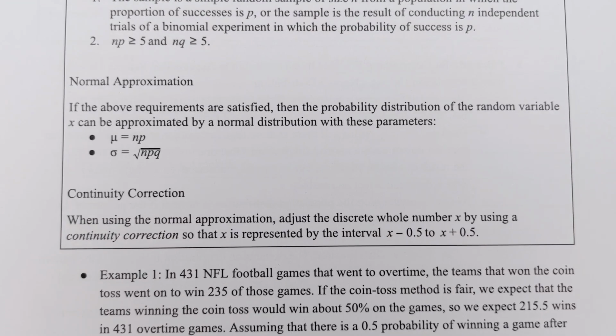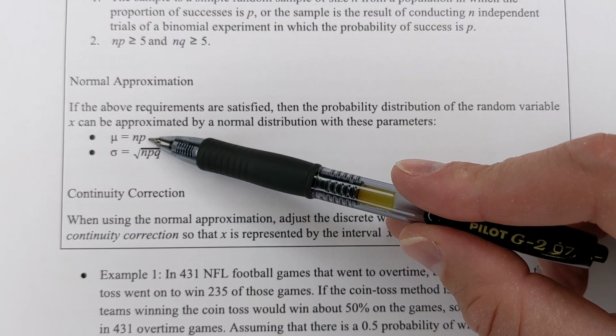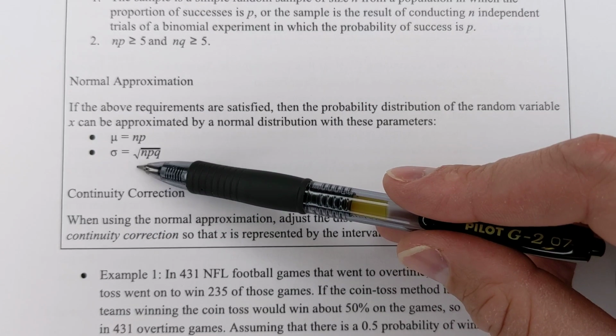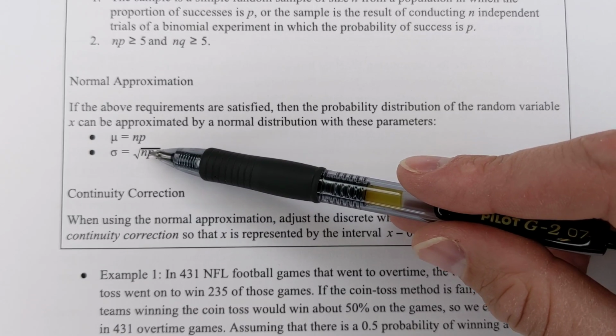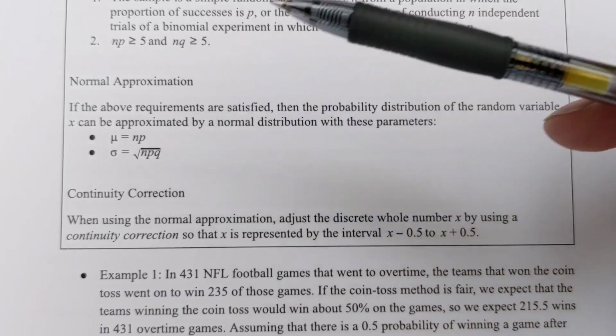So if you're doing a normal distribution, the average value is found by multiplying the number of trials by the probability of success. Standard deviation is found by taking the square root of the number of trials times the probability of success times the probability of failure.